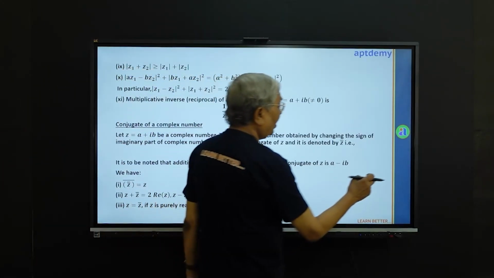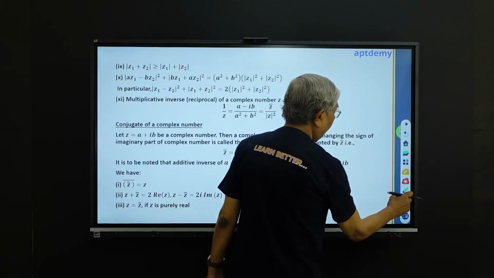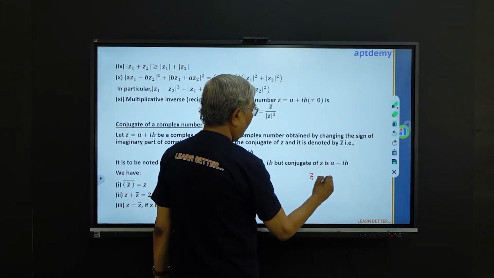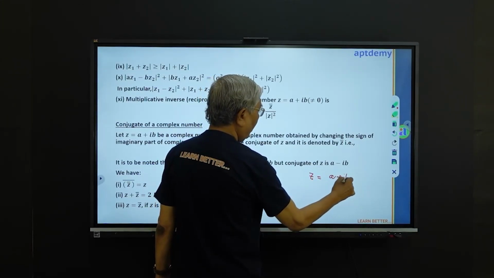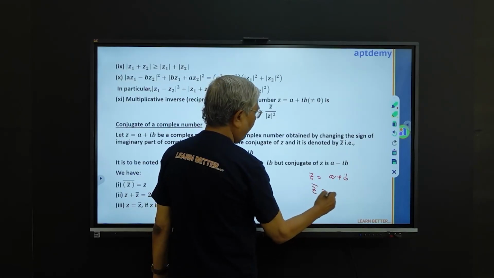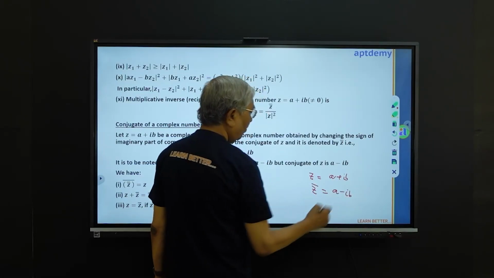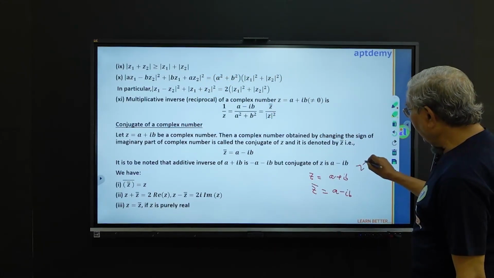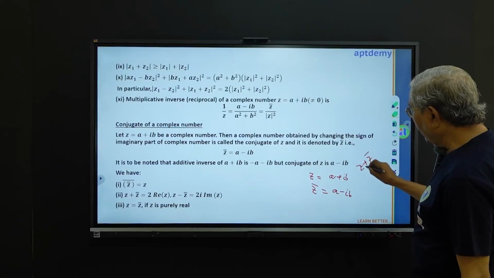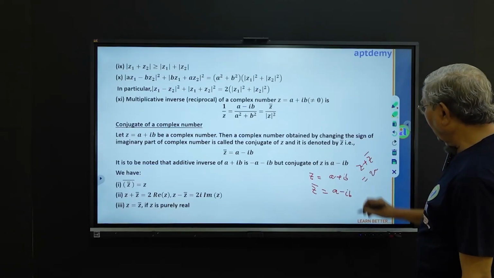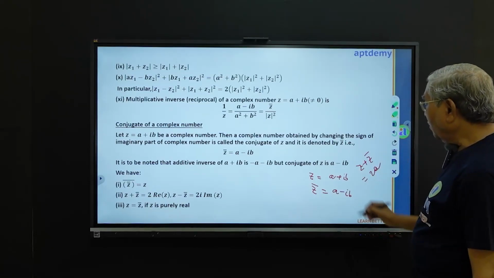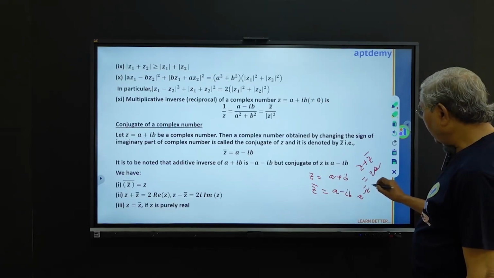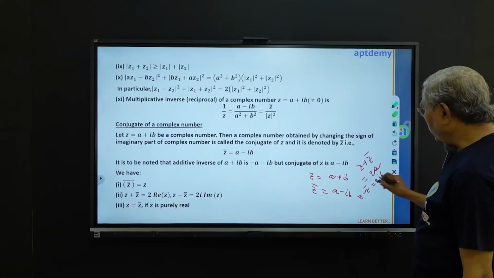And what do you mean by z plus z bar? Suppose we have z equal to a plus ib. Then z bar, what is our conjugate? A minus ib. So if you add these two, z plus z bar will be equal to twice a only. And what is our z minus z bar? It is equal to 2ib.